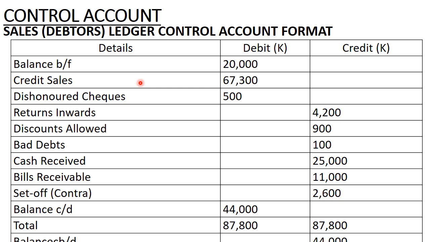Then again, you have sold a lot of things on credit, meaning that there is this value for the money that people owe you from the sales on credit. Also, there are some people who paid you through check, but the checks have been rejected, dishonored checks. So these people still owe you a value of 500. However, there are some people who returned some goods, so this has to be on the opposite side. Then you also gave away discount, opposite side. Then there are some people who failed to pay and you have accepted, opposite side, right?